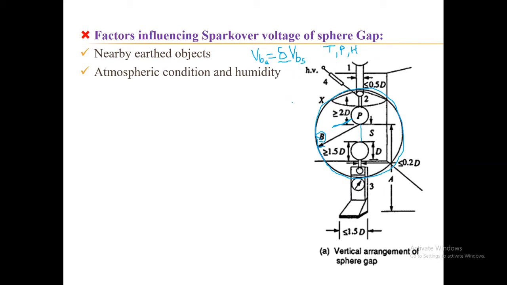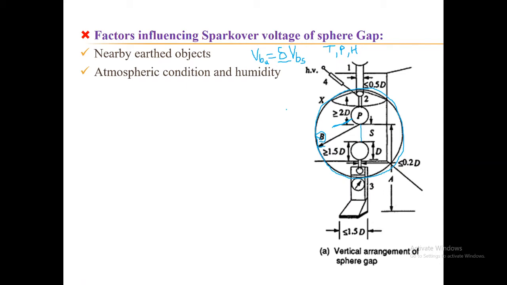So when we are performing the test, we need to continuously monitor the temperature, pressure and humidity of the surrounding atmosphere. Okay, and by multiplying that air density correction factor with the standard value of breakdown voltage, we can get the breakdown voltage at ambient condition. But in the actual case, we are measuring it with the help of the potential dividers which are associated with the sphere gap assembly.